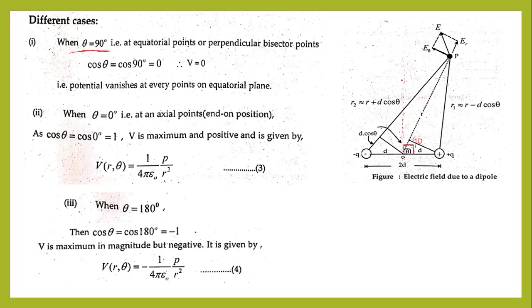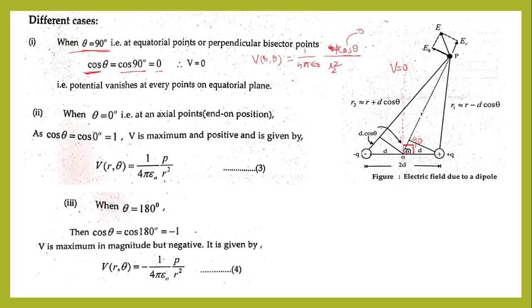What is the potential on these perpendicular bisector points? Here cos theta, that is cos 90, is 0. The expression for V of r, theta is 1 over 4 pi epsilon naught, p cos theta over r squared. This is the general formula. Now cos theta is coming 0, so the numerator becomes 0, multiplied by this term, so this complete term becomes 0. So for perpendicular bisector points, the potential V is 0.